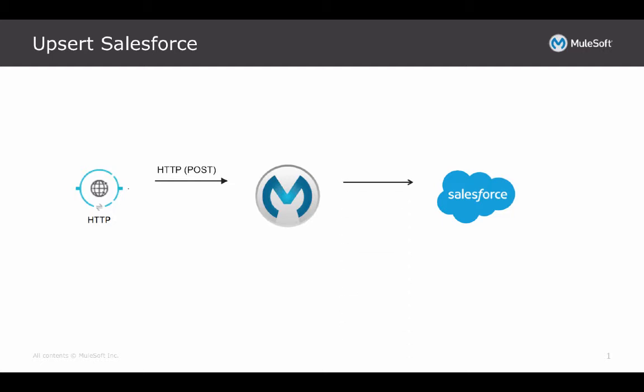We will then use the MuleSoft connector for Salesforce to convert that JSON payload into the Salesforce data format and conduct the upsert operation. After the upsert operation is completed, we will get the upserted record ID from Salesforce as an output, and we will send that back as a response payload into the HTTP connector, which will be available to the client application that is making the HTTP post for the upsert. So let us see this in action.